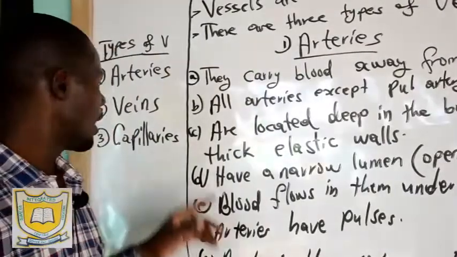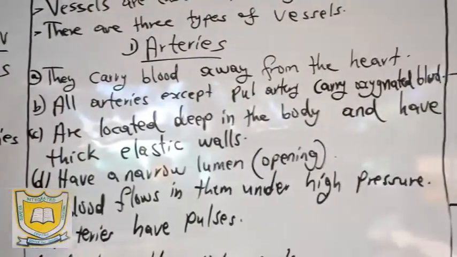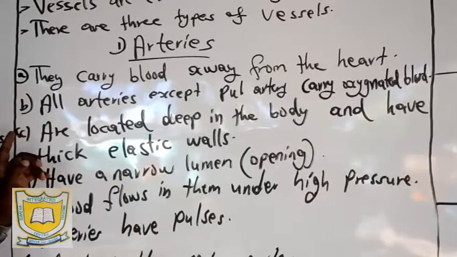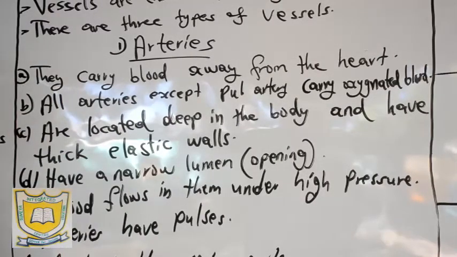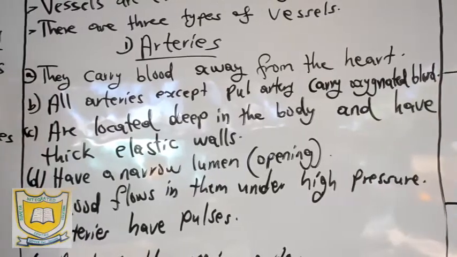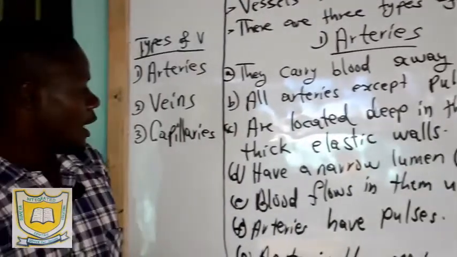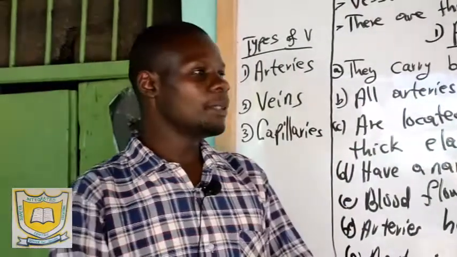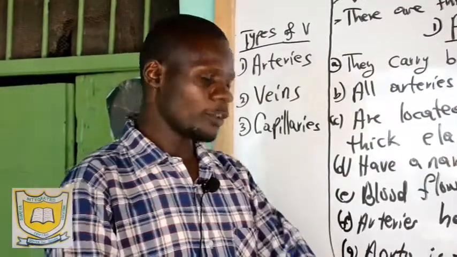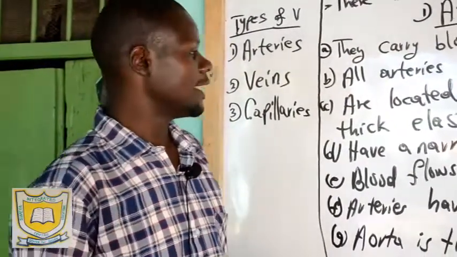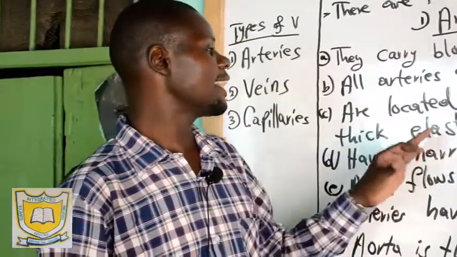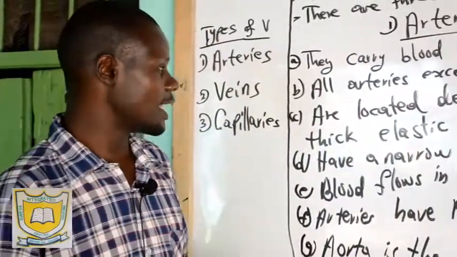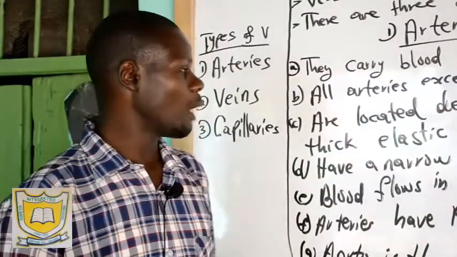Number 3, we say that arteries are located deep in the body and have thick elastic walls. You find that they are located deep in the muscle. They are not found on the surface of the body. They are located deep inside the body, and they have thick elastic walls. We will discuss why they have thick elastic walls later.